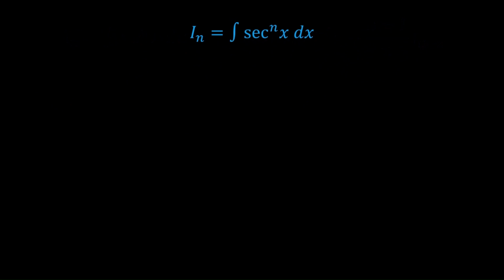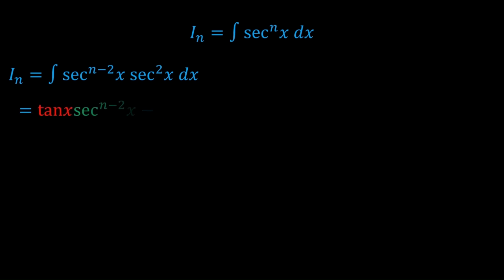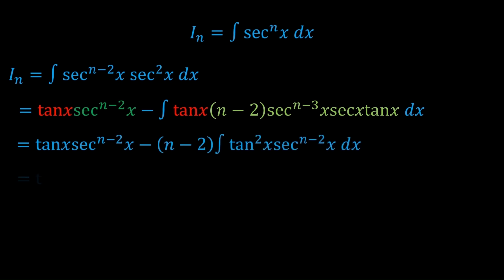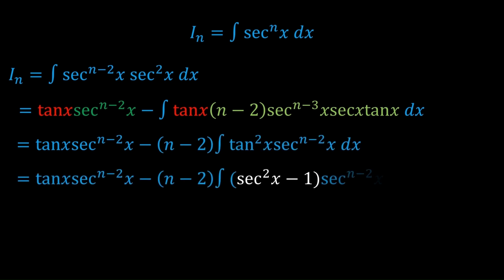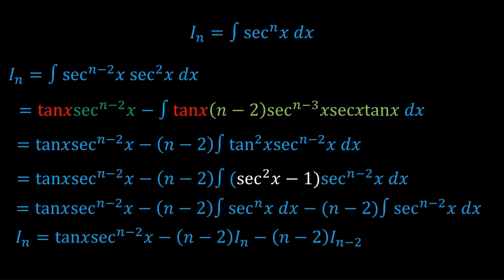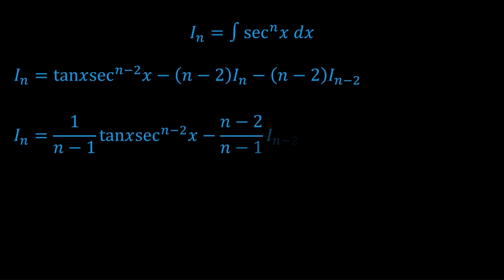For sec to the n x, we won't do a power split of 1 because sec x is not easily integratable. We'll do a power split of 2 because sec squared x is integratable to tan x. So when we do the integration by parts, we get something like this. When you see this tan squared, you should immediately think of sec squared minus 1. And if you expand this out and simplify, we're going to get our reduction formula.